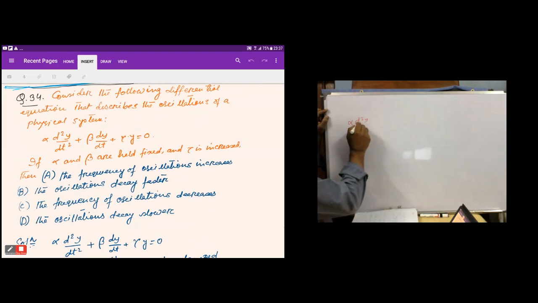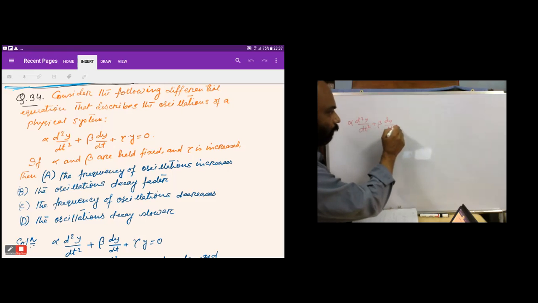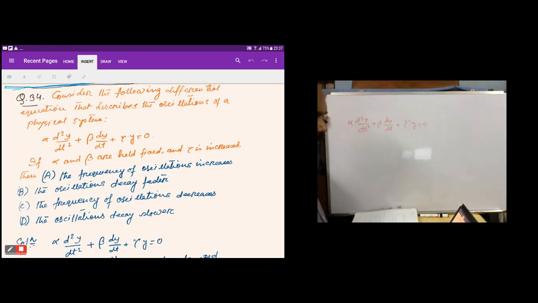Alpha d2y by dt square plus beta dy by dt plus gamma y is equal to 0. If alpha and beta are held fixed, and gamma is increased, then we have four options. Which one is the correct one?